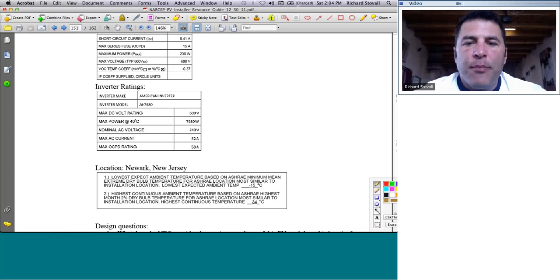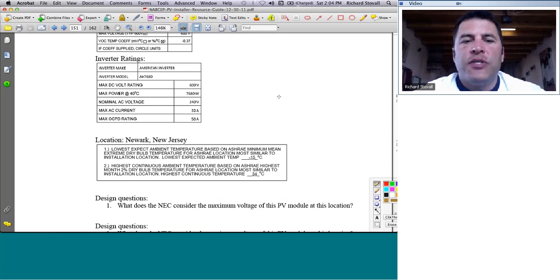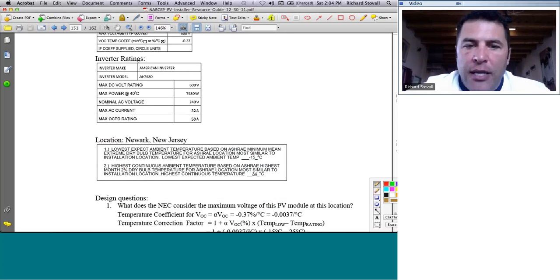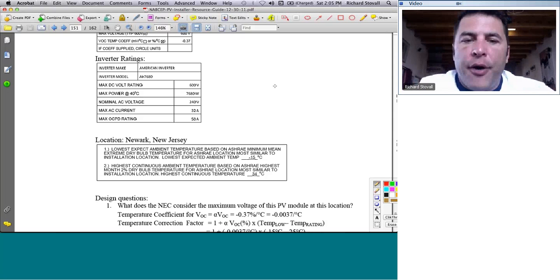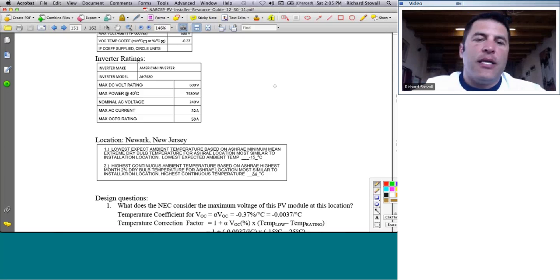So we've got this make-believe inverter. It has a maximum DC voltage rating of 600 volts and has a maximum power at 40 degrees Celsius. And that 40 degrees Celsius is the CEC temperature. The California Energy Commission, on their Go Solar California website, has a listing of the power output at this normalized value of 40 degrees Celsius. So a lot of rebates from utilities require that you use the 40 degrees Celsius, and CEC weighted efficiency values come from these measures. Nominal AC voltage of 240 volts, maximum AC current of 32 amps, maximum overcurrent protection device rating of 50 amps.